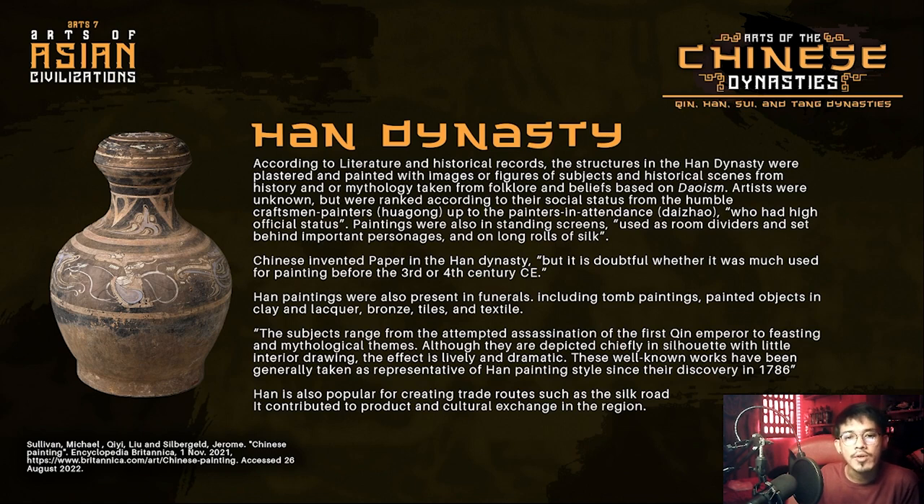Han is also popular for creating trade routes. The Silk Road was formed, or discovered, during the Han Dynasty, and it eventually became very useful to the Chinese civilizations, even the following dynasties, because of silk, their main product, and the cultural exchange with the West and other countries. That's why maybe Buddhism and other religions from Western Asia made their way to China, Korea and Japan.